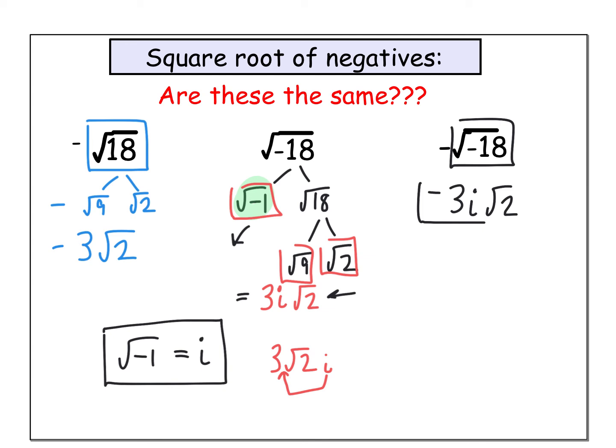Okay, we just happen to have a negative sign out front. So that negative sign just went there. And then the square root of negative 18 was the same problem we did in the middle. Okay, so let's try just a couple more of those with square roots of negatives.